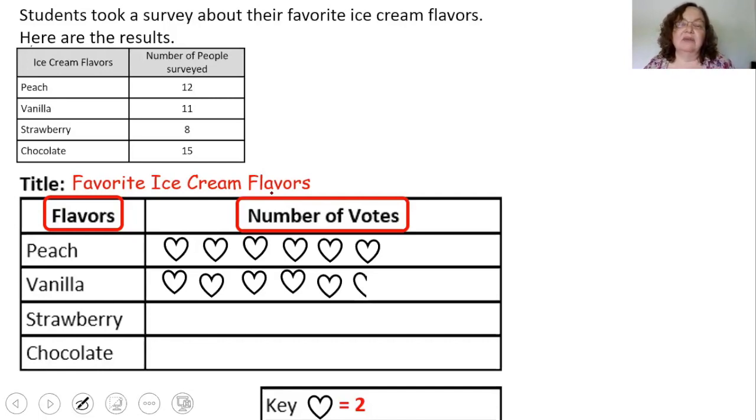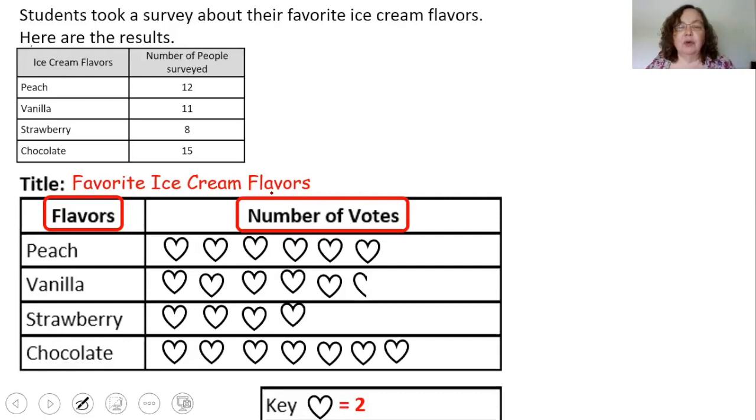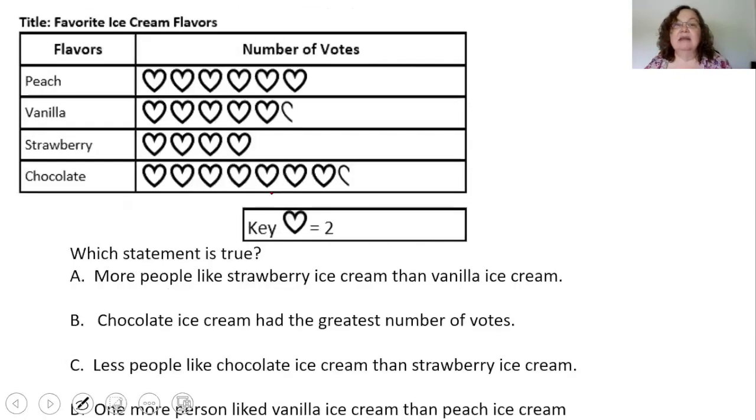It's 8. Count with me. 2, 4, 6, 8. Got it. All right, let's try the chocolate. 2, 4, 6, 8, 10, 12, 14, and then if I put 1 more, it's 16. So I have to put half a heart, right? Very good. All right, so now I have my data all in the pictograph, and now let's interpret it.